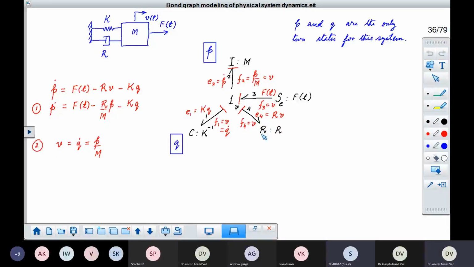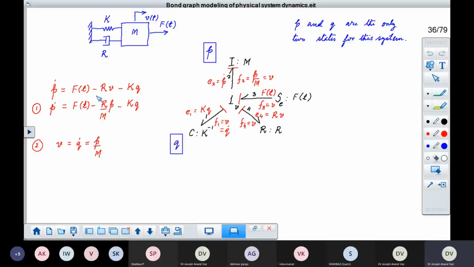Similarly, you also have the effort and the flow on the bond connected to this R element. Here the flow is of course the same as V, P upon M, and the effort is E4, that is R multiplied by V, R multiplied by the flow. So effort 4 is equal to R multiplied by V. You can see that in this figure, we have all variables of power, that is the efforts and the flows, written in terms of respective states and parameters.